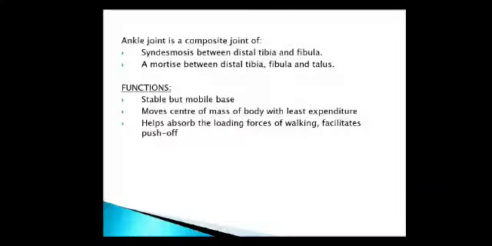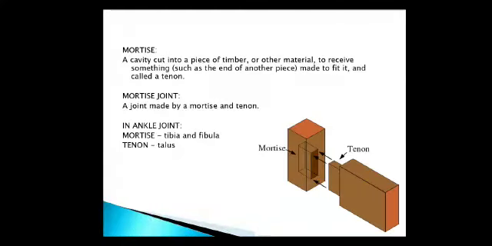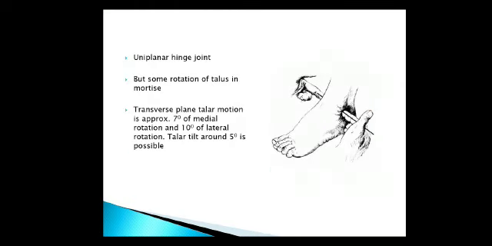So the biomechanics is basically the ankle joint is formed by the syndesmosis between the distal tibia and fibula and a mortise between the distal tibia, fibula and the talus. The mortise is formed by the tibia and fibula, and the tenon is formed by the talus, which fits into the tibia and fibula. The ankle joint is a uniplanar hinge joint, but some rotations of the talus happen because it's lying in the mortise.